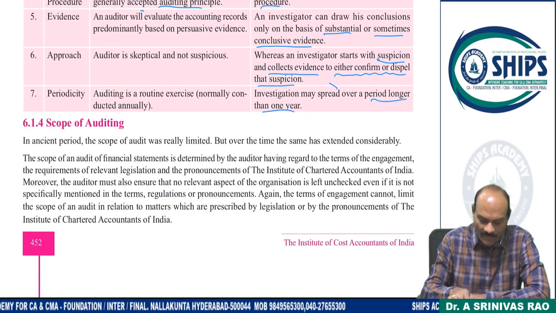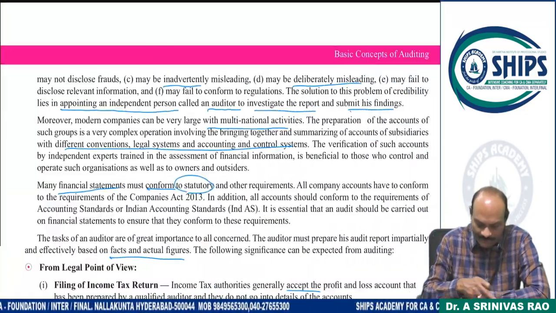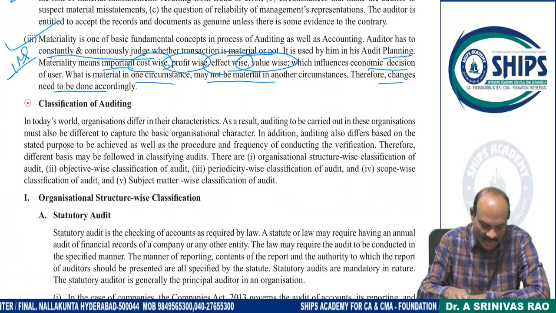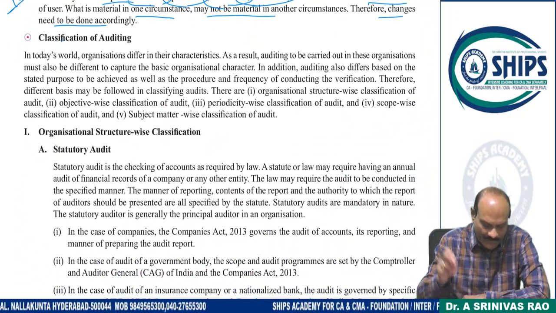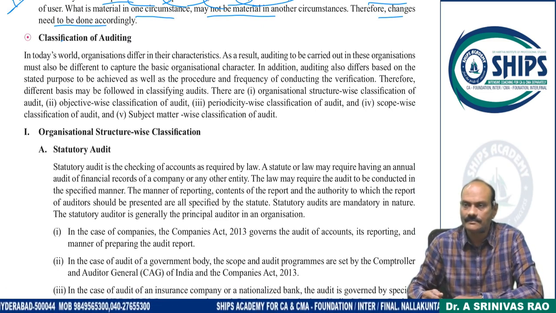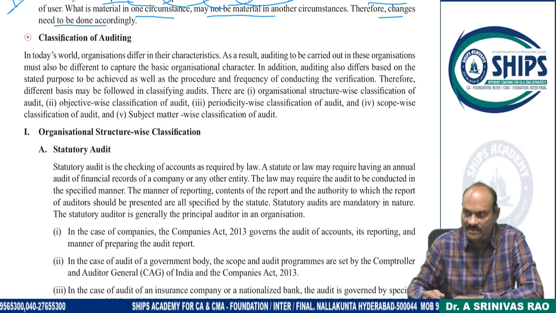So, scope of auditing, this part we already did in the previous class. Already these advantages, disadvantages we have completed. Now, classification of auditing. You check all the headings from the beginning up to classification, whether all headings are covered or not, verify.